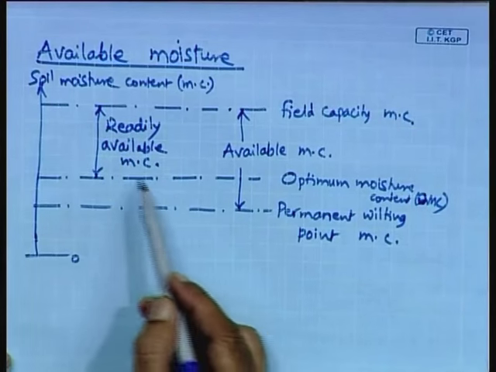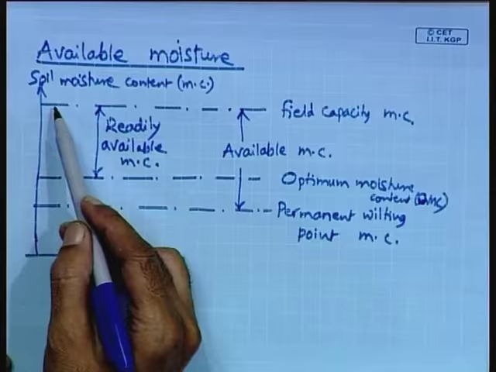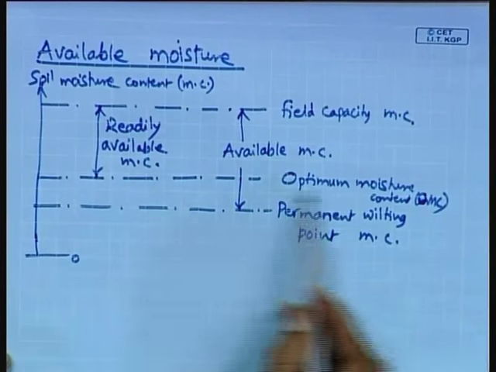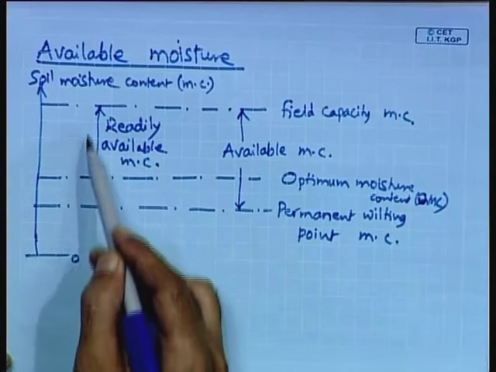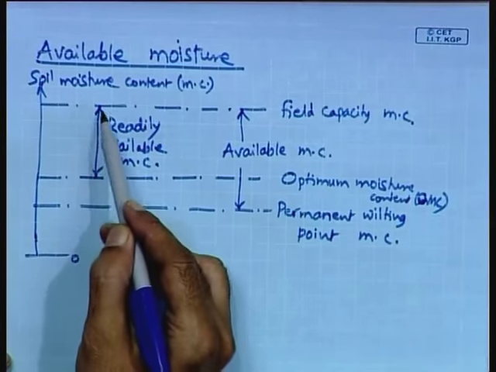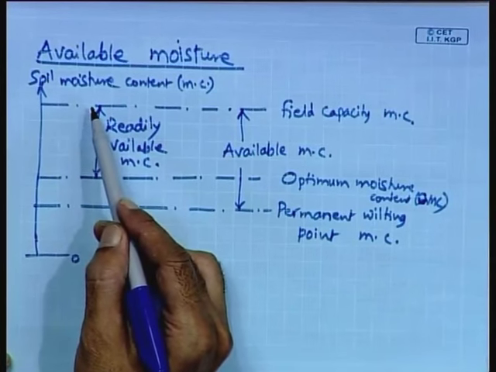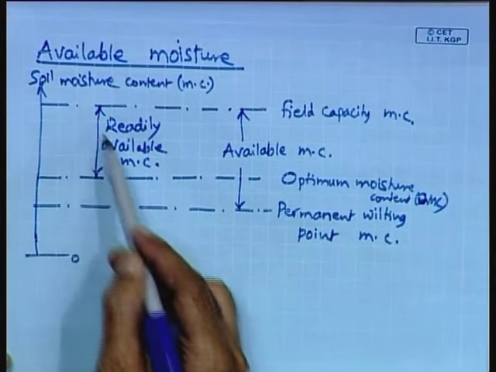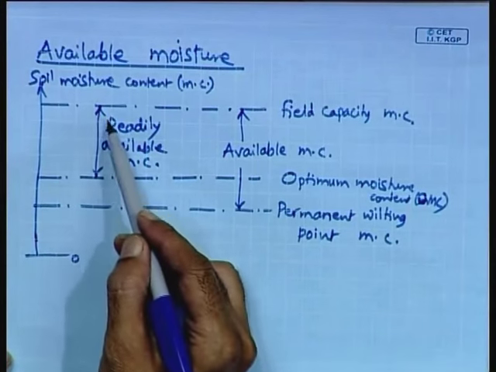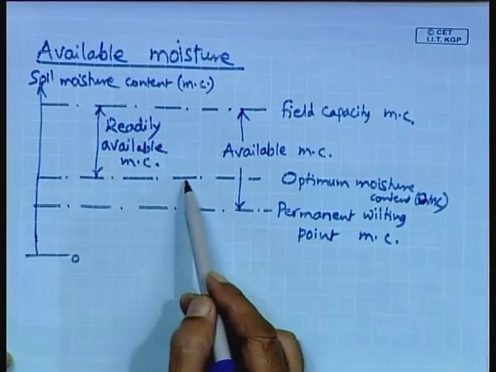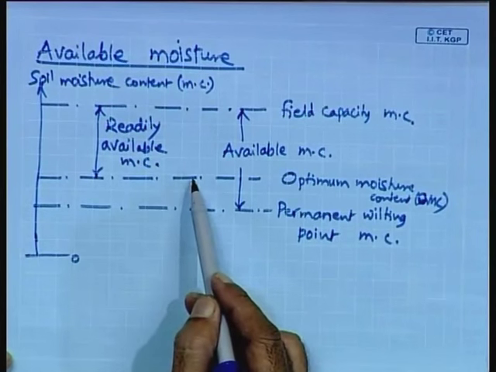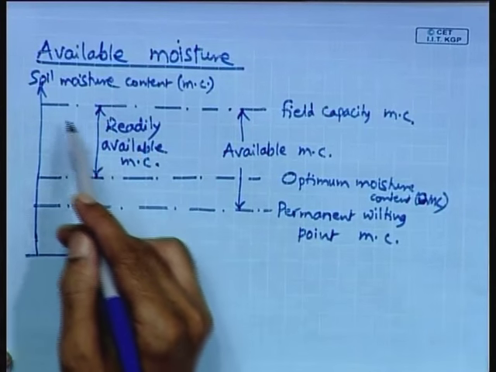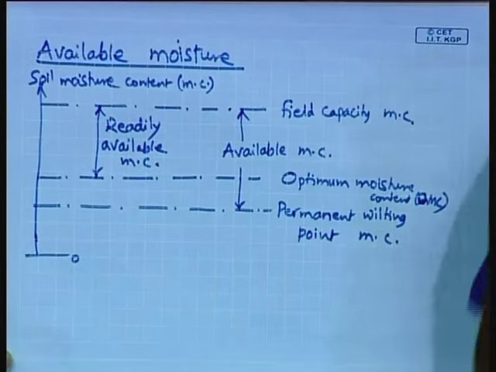Therefore, in irrigation, as soon as the soil moisture gets depleted to this optimum moisture content level, one irrigation supply is given. Then the moisture content increases to field capacity level, and again, due to the plant's metabolic activity, evapotranspiration as well as evaporation, the soil moisture gradually decreases, and when it reaches the optimum moisture content, the next irrigation is given. This is how the process of irrigation continues.